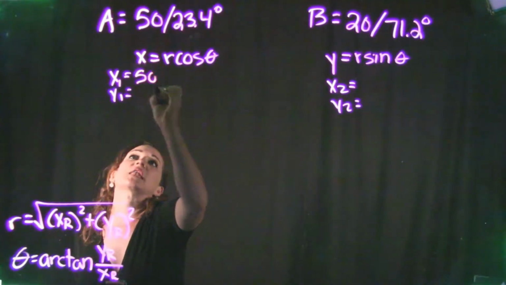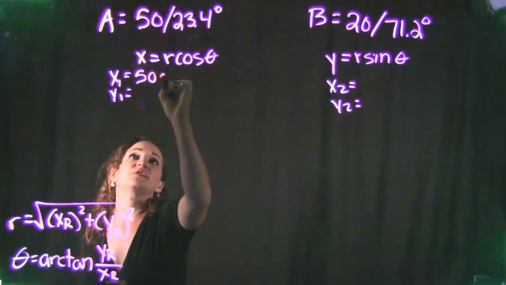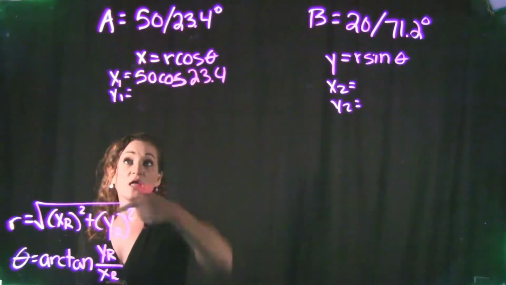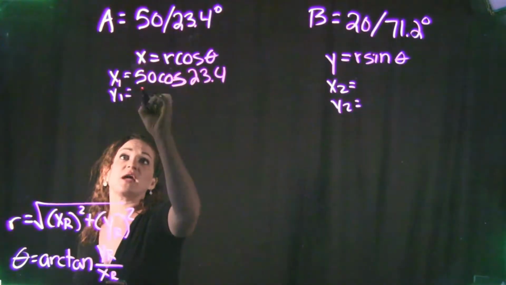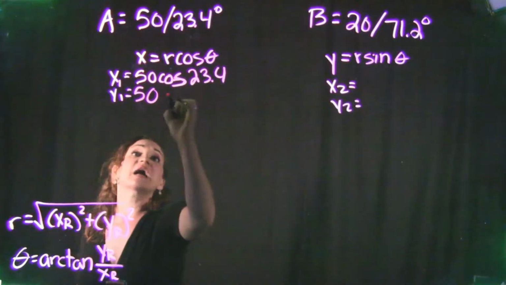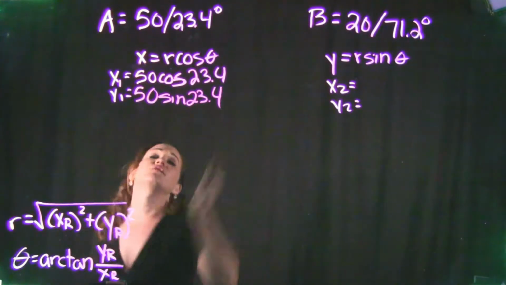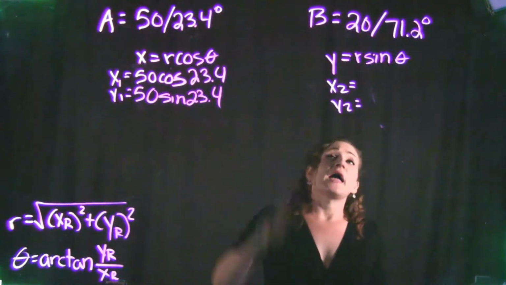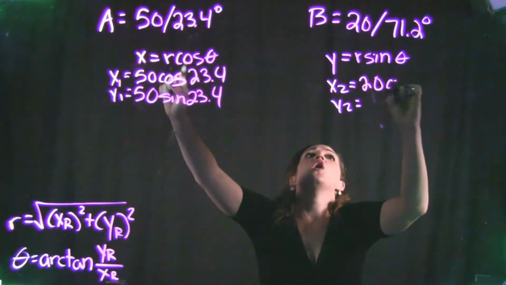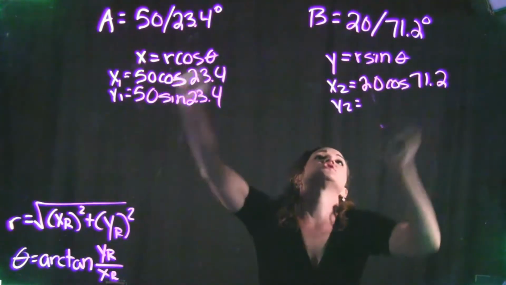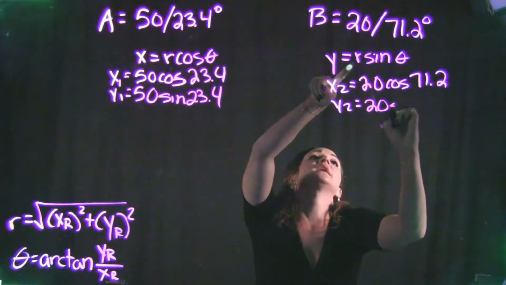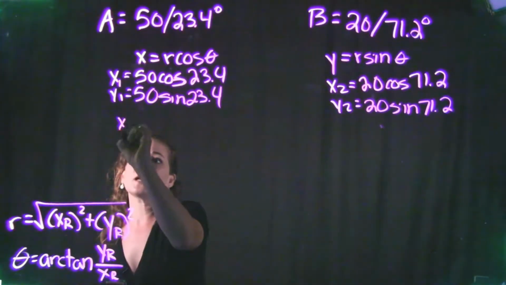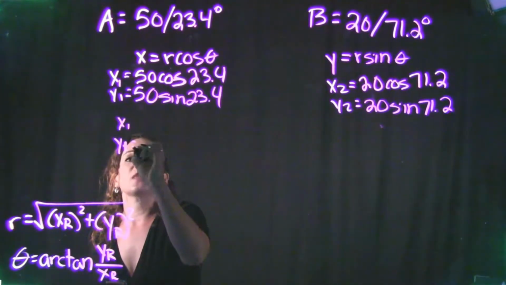So x1 should look like, well, 50 is r, so this would be 50 cosine, and theta is the 23.4. Then we would find the y component using vector A, so that would be 50 sine of 23.4. And go ahead and put that in for vector B over here. X2 would be 20 cosine 71.2, and Y2 would be 20 sine 71.2. Otherwise, plug these into the calculator in order to figure out what they represent.